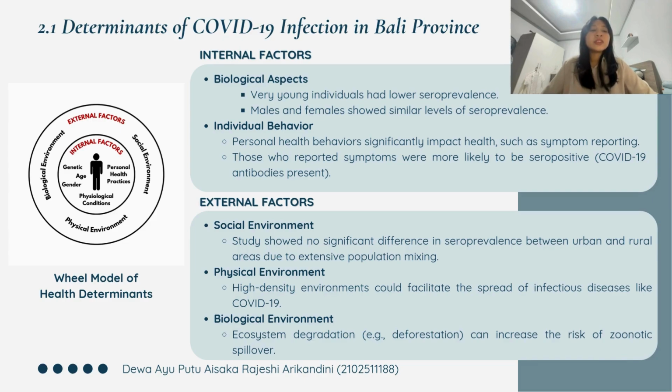From the social environment, the study showed no significant difference in seroprevalence between urban and rural areas due to extensive population mixing. From the physical environment, high-density environments could facilitate the spread of infectious diseases like COVID-19. From the biological environment, ecosystem degradation, like deforestation, can increase the risk of zoonotic spillover.